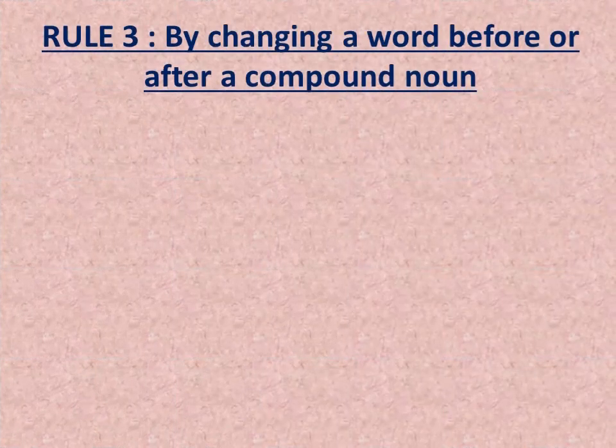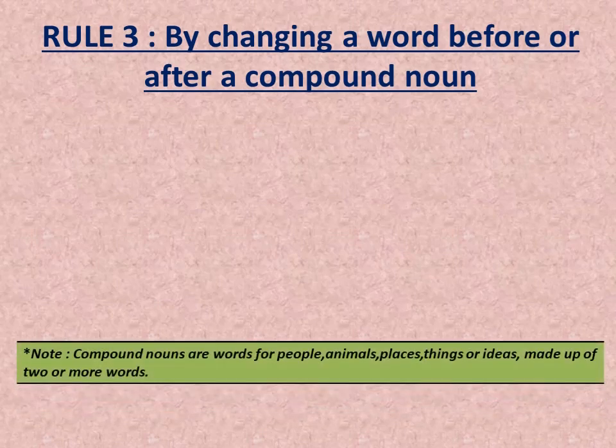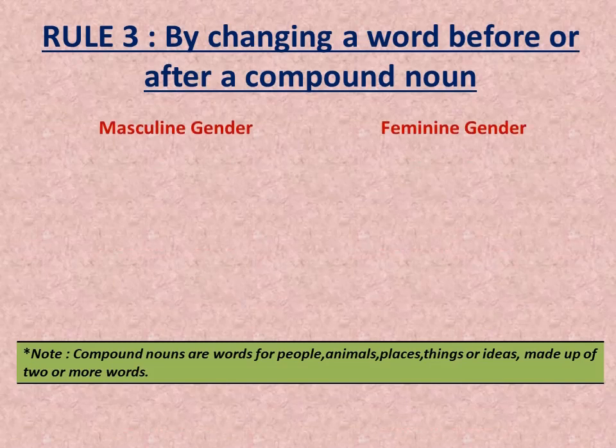Next is rule number 3. By changing a word before or after a compound noun. So what do you mean by a compound noun? Compound nouns are words for people, animals, places, things or ideas made up of 2 or more words. So there 2 or more words are there. So one example I will show you.